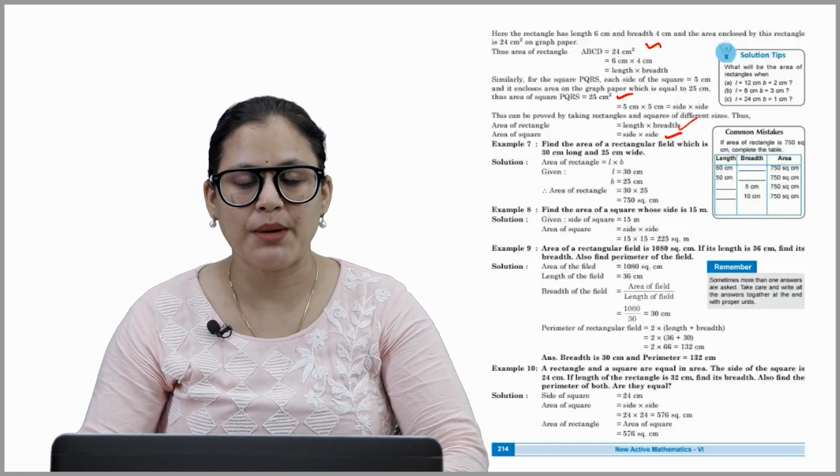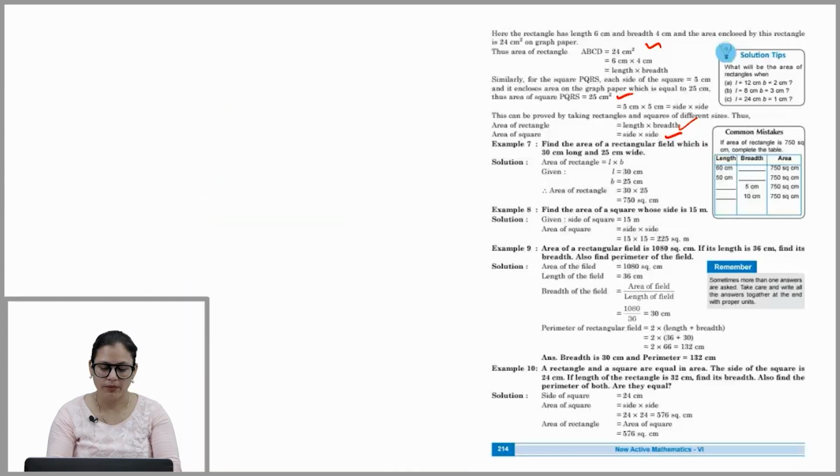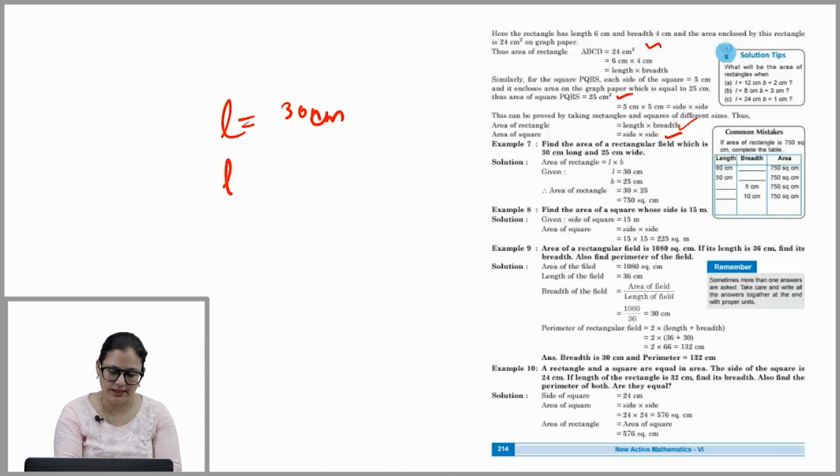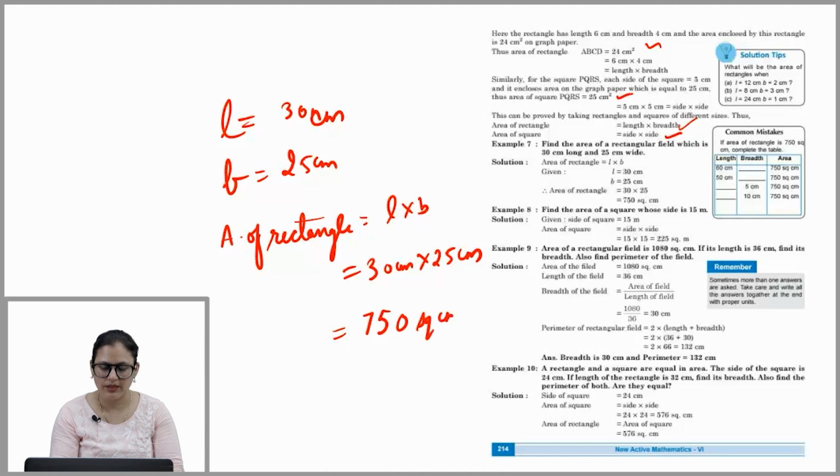Okay, let's do example 7. Find the area of a rectangular field which is 30 centimeter long, means length is 30 centimeter, and 25 centimeter wide. Wide means breadth. Now, we have to find the area of a rectangle which is equal to length into breadth, and that is 30 centimeter into 25 centimeter. Okay, so the answer is 750 square centimeter.